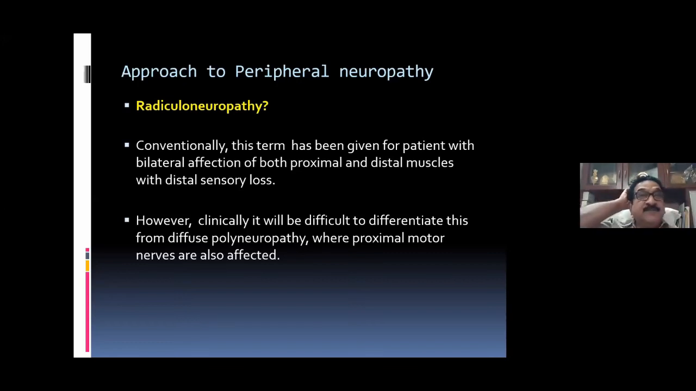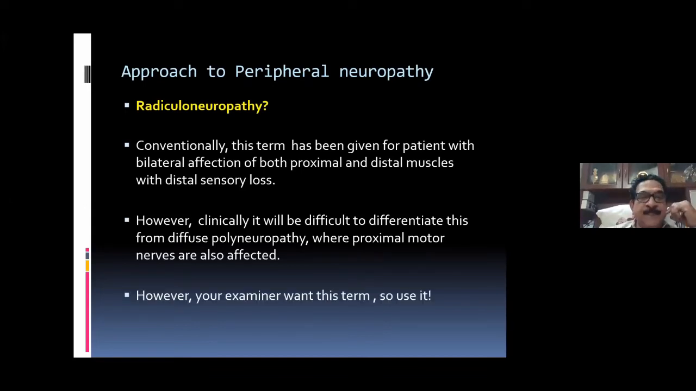Unlike a toxic neuropathy, where the distal nerves are affected, it is the pathology that determines whether proximal nerves are more affected or not. It is not because a radicular neuropathy is there. This term unfortunately came because pathologically you find infiltration in the roots. However, your examiner wants this term for GBS, so use the term radicular neuropathy.